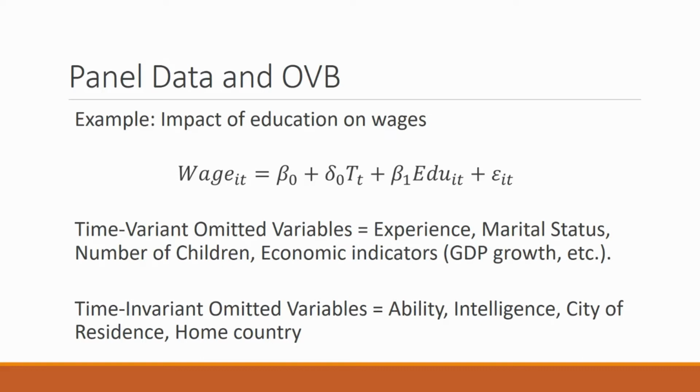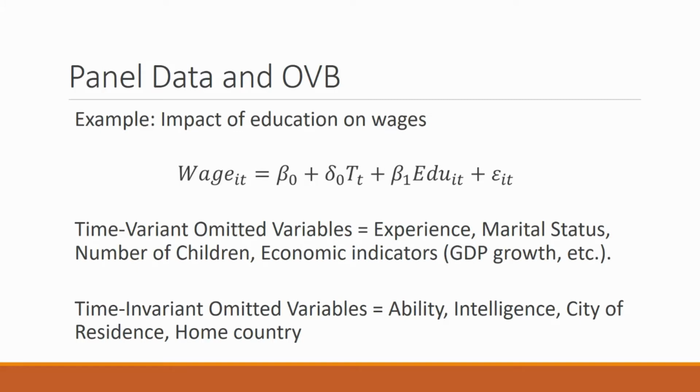And so that might be a time invariant variable. That means it varies between people. Some people just have different levels of ability. But it does not change over time. That means my innate competencies are the same today as they are a year from now.